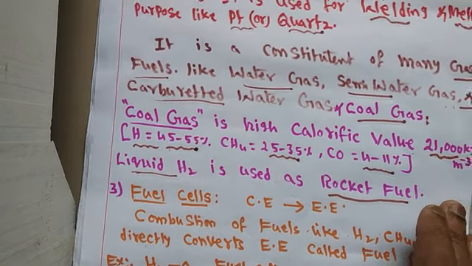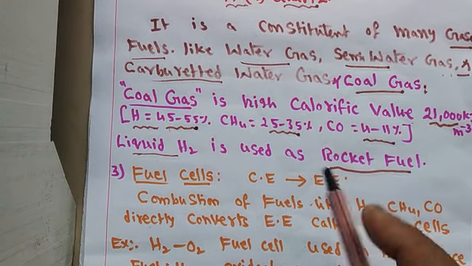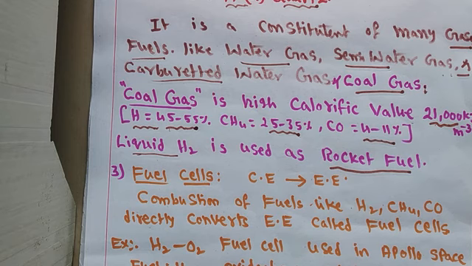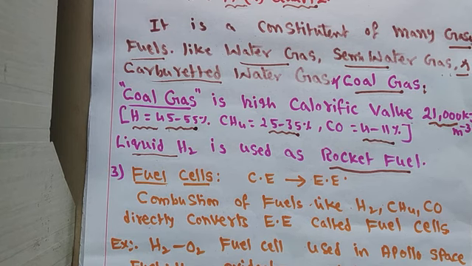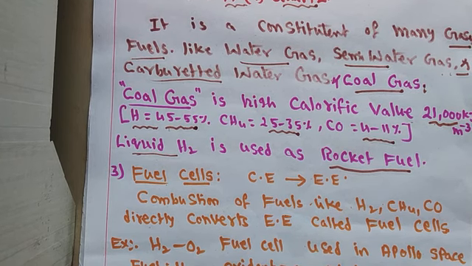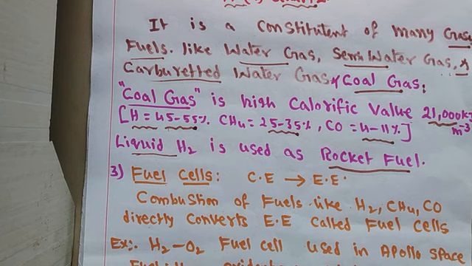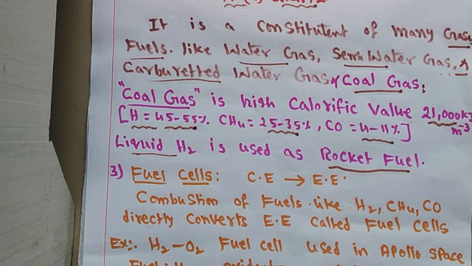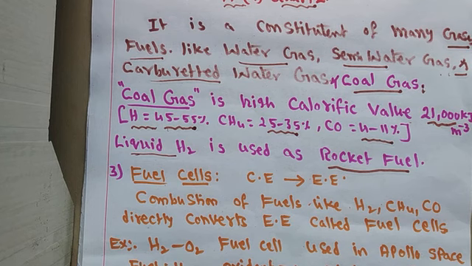Okay children. So next children. So that is the use of hydrogen in fuels. Next children, one more use is fuel cells. Nowadays hydrogen is also used in fuel cells. So what happens in fuel cells, children? Chemical energy is converted into electrical energy.